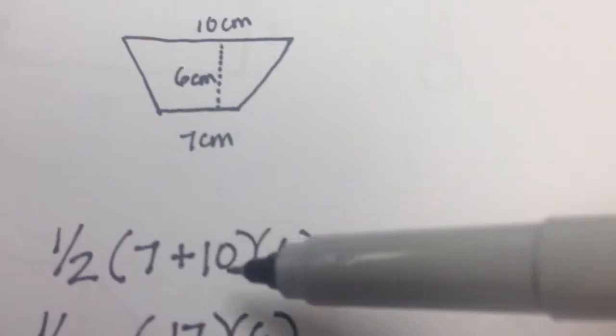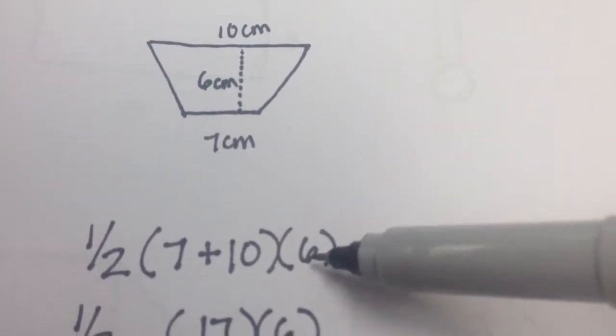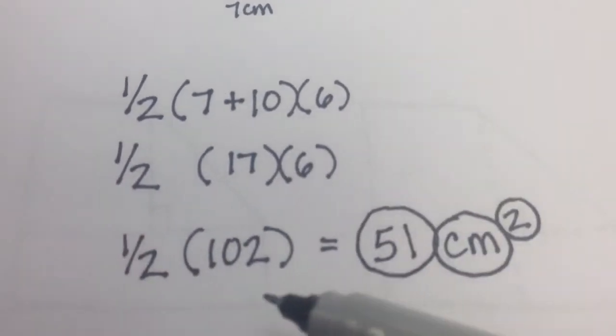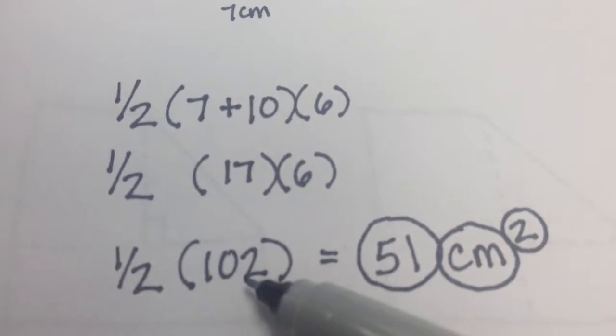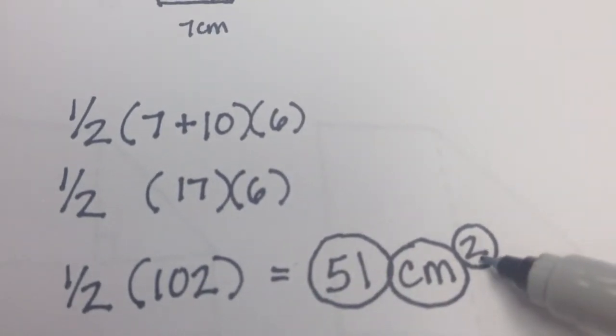So we are going to write it as this: half times 7 plus 10, times 6. So that would be half times 17 times 6. That would be half of 102, which is 51 centimeters squared.